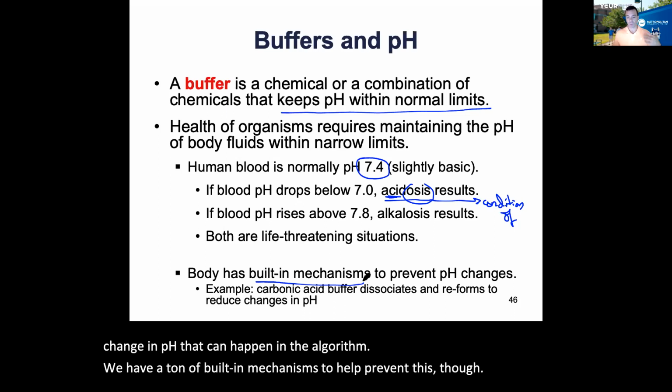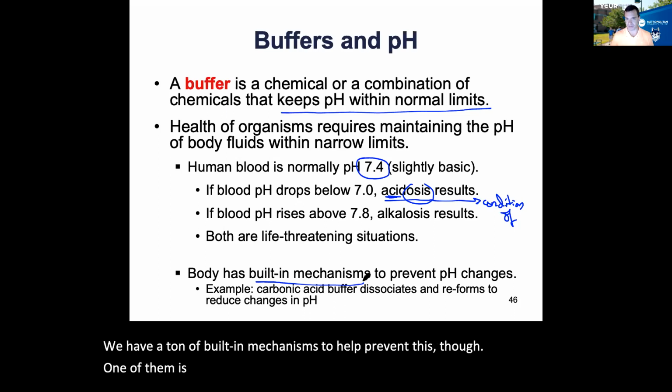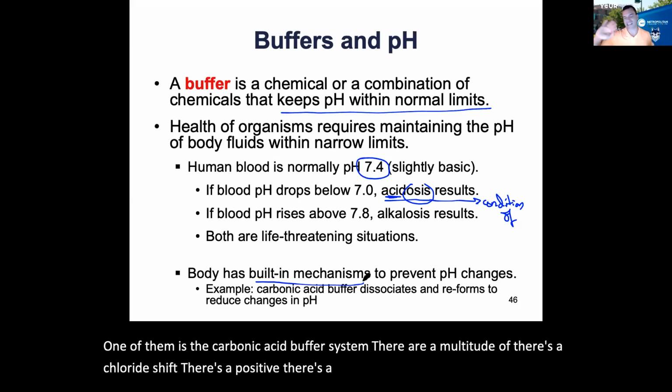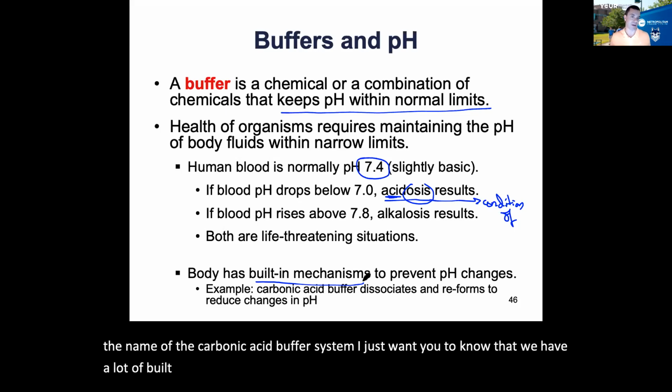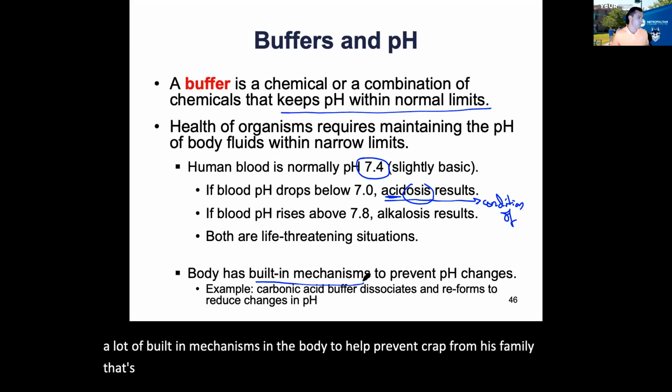One of them is the carbonic acid buffer system. There are a multitude of them. There's a chloride shift. There's a bunch of them. I'm not going to ask you the name of the carbonic acid buffer system. I just want you to know that we have a lot of built-in mechanisms in the body to help prevent things from going wrong. That's all I want to say about that.